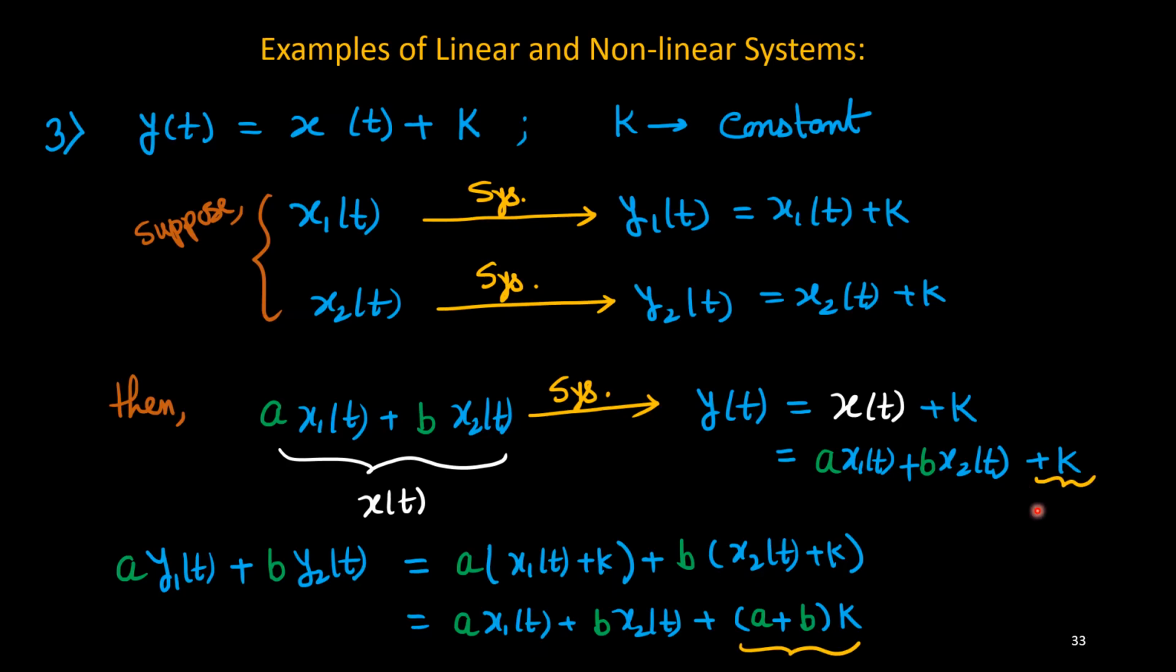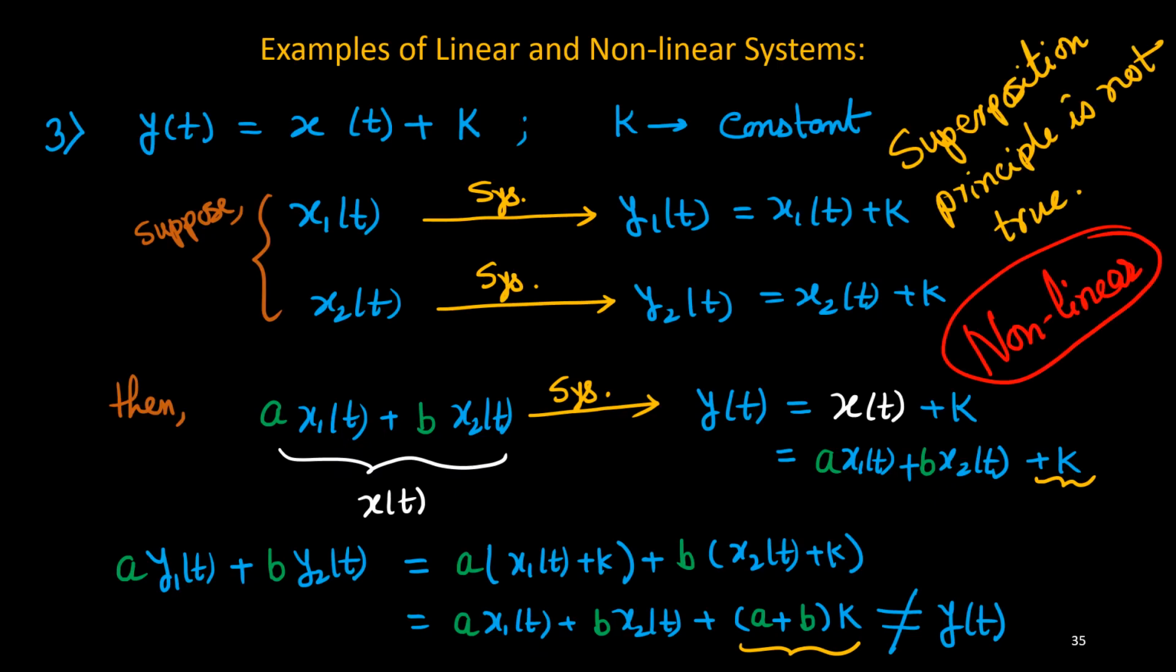So these two are not the same for all values of a and b. Okay, not the same factors. Actually, this is because this signal is giving a constant value k, and this signal is again giving one constant value k. So when a is multiplied, it will produce ak, and when b is multiplied with this one, it will produce bk, so the total will be ak plus bk. Thus, as these two are not the same, this is not equal to the exact y of t. So the superposition principle is not true. So this is a non-linear system.